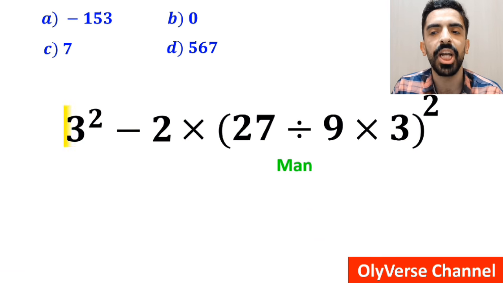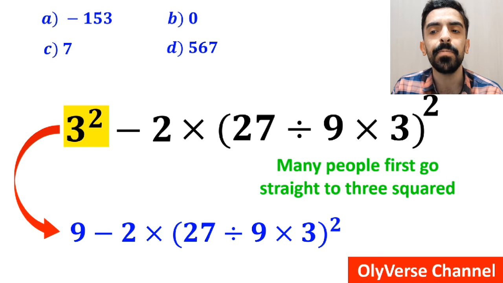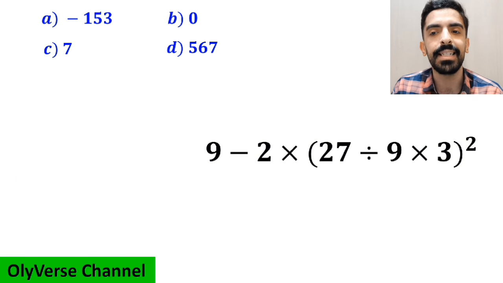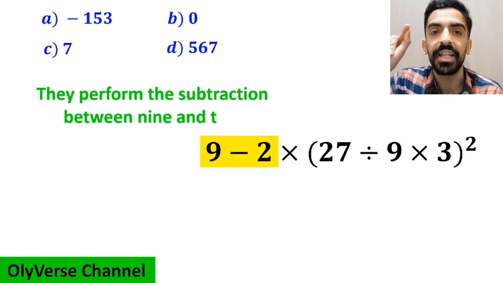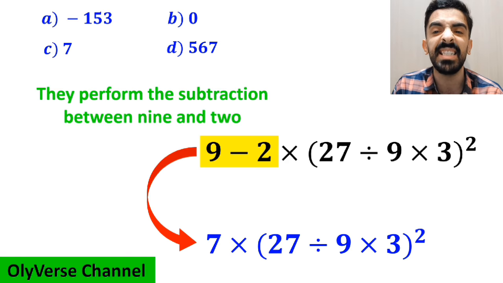To solve this question, many people first go straight to 3 squared and simplify this expression to 9 minus 2 multiplied by 27 divided by 9 times 3 inside the parentheses and all squared. In the next step, they perform the subtraction between 9 and 2 and write this expression as 7 multiplied by 27 divided by 9 times 3 inside the parentheses, all squared.